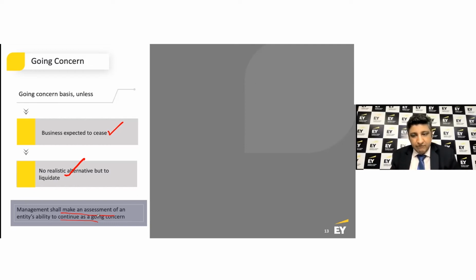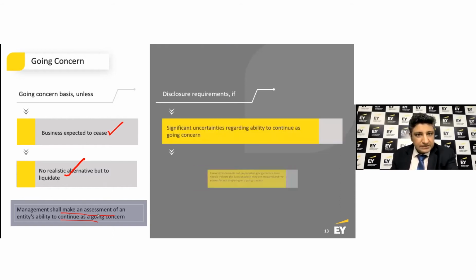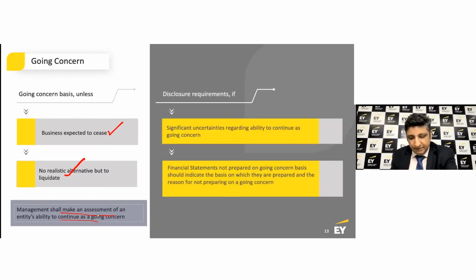So what we are saying is that if there is a valid assumption about going concern, then absolutely perfect. But you need to disclose in case there are significant uncertainties regarding the ability to continue. And in case, for example, the financial statements are not prepared on going concern, then you need to quantify and assess what is the reason for not preparing these financial statements on a going concern basis, right?